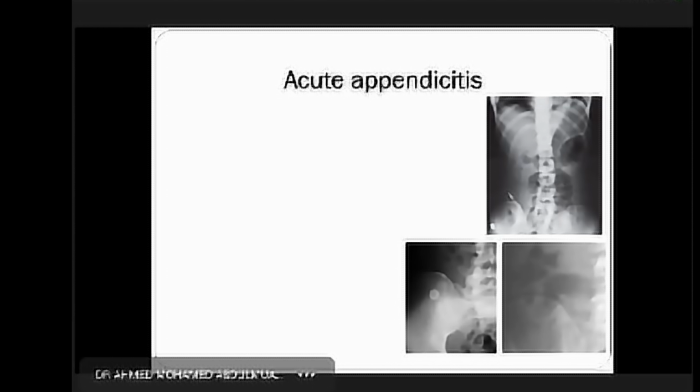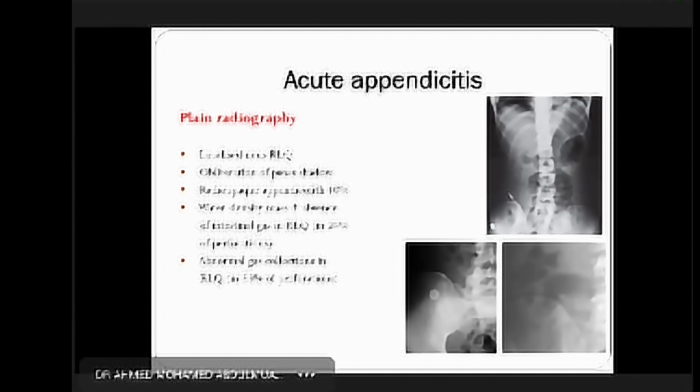Okay, now we come to acute appendicitis. This is the plain radiograph for acute appendicitis. So what we see here: normally there will be localized ileus in the right iliac fossa. What do I mean by localized ileus or sentinel loop? Localized ileus or sentinel loop means there is segmental dilation of bowel loop adjacent to the inflammation.